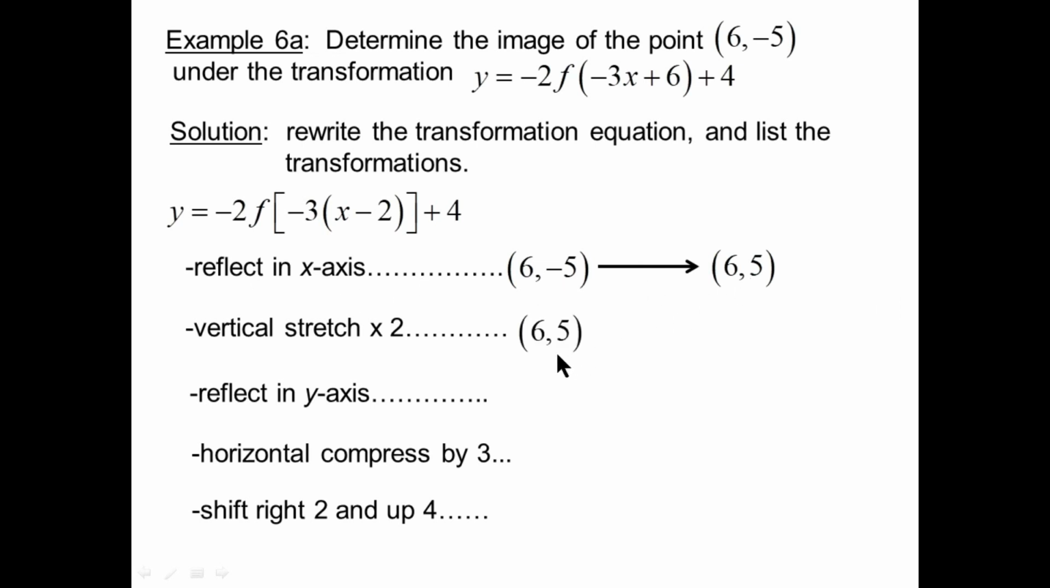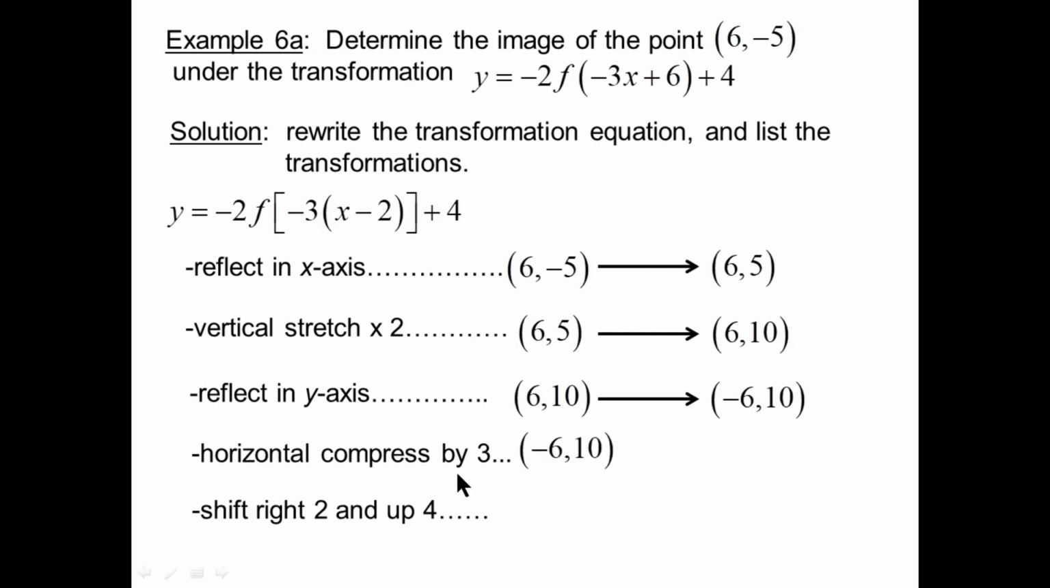Next, bring this point over here and apply this transformation to it. Vertical stretch means multiply the y by 2. So the 5 will become 10. Bring it back, and then apply this transformation. Reflect in the y-axis means replace x with negative x. Bring it over here and apply this transformation. Horizontally compress means divide the x value by 3. So take the 6 and divide by 3, you get (-2, 10).